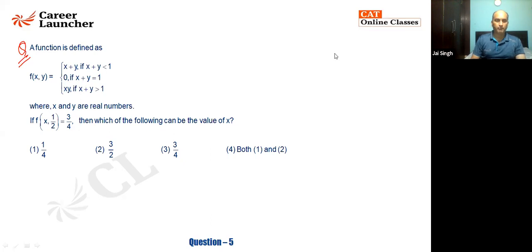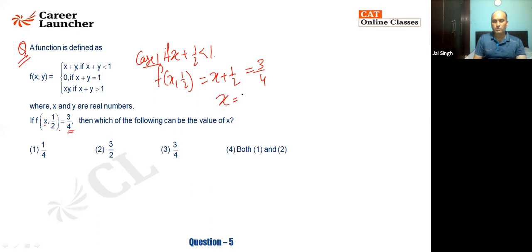Here I go now. This one has a different condition. First it says that x and y are two values. This comes out to be 3 by 4 and there are 3 conditions. I will go by case 1. If x plus half is less than 1, then f of x comma half will be equal to x plus half. So that is given as 3 by 4. So x will come out to be how much? x will come out to be 3 by 4 minus half. Understand? 3 by 4 is 3/4. Half is 2/4. We'll be left with 1 by 4. 3 minus 2 is 1 divided by 4. So I'll say x is 1 by 4.